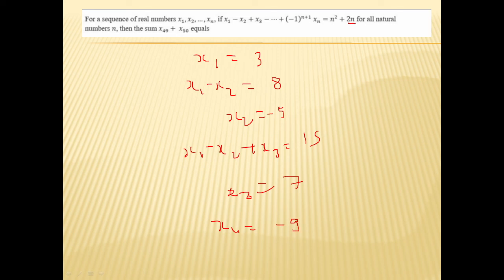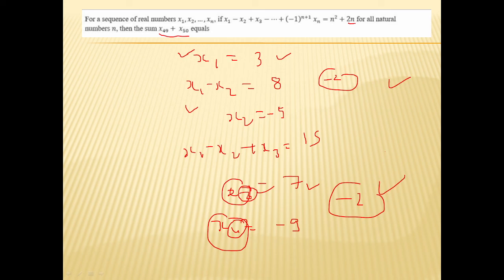Now you can easily spot the trend. What we have to find out is the sum of these two, x49 and x50. First odd, second even, with the even one being greater than the odd one. I am talking about the subscript being greater, not the quantity. So 3 minus 5 is minus 2, and here 7 and the next are similar. The sum is minus 2. So with this trend, x49 plus x50 will be minus 2 is your answer.